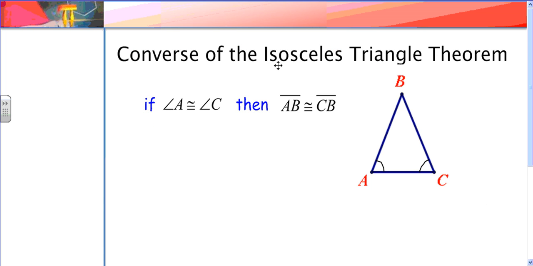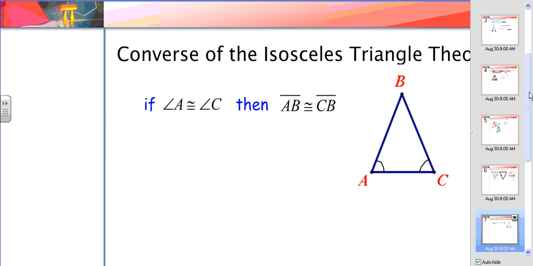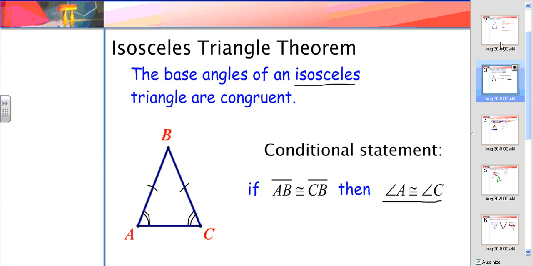Okay, so one other idea that we haven't really talked about, but we just used in that case, was what we call the converse of the isosceles triangle theorem. And a converse switches around the if-then statements. So if you recall, you guys can look back up in your notes, but we'll just go back to this page here.